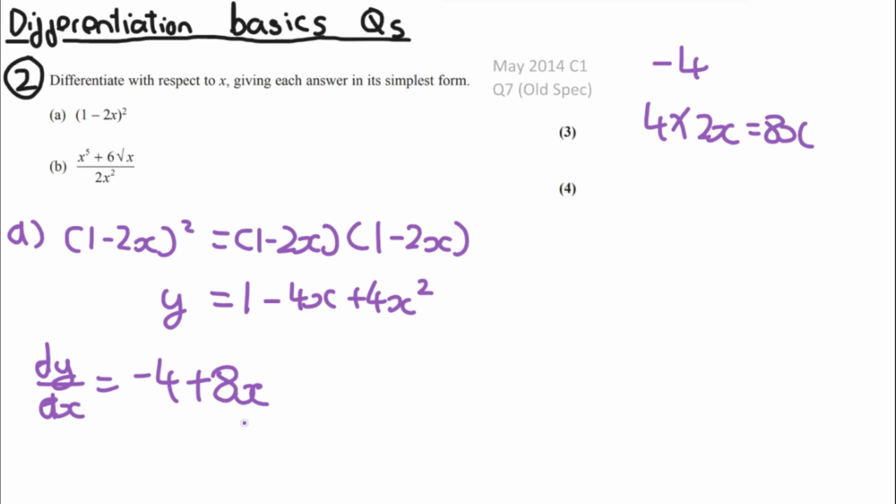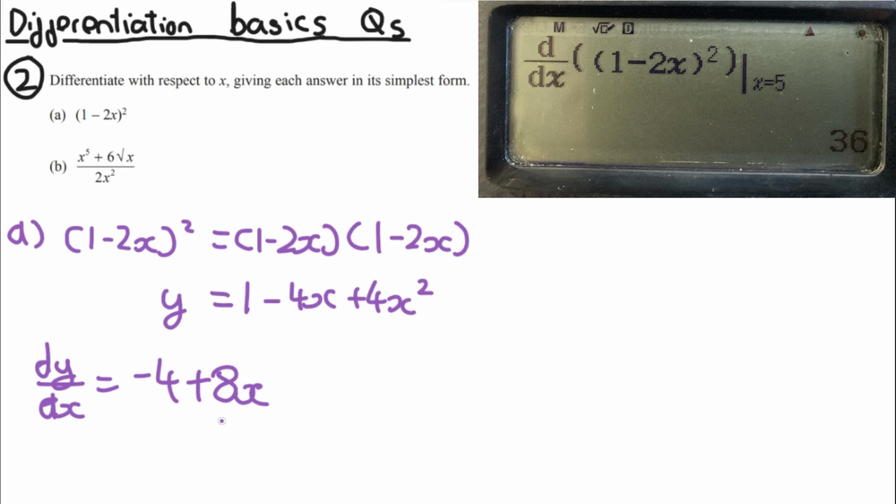And again, a way to check is if you put into your calculator the differential of 1 minus 2x squared, and then you put in a random value, I put 5, you get out a value of 36, and if you sub in 5 for the value of x here, it actually gives you out a value of 36 as well. So therefore you can check that you've got the right answer.